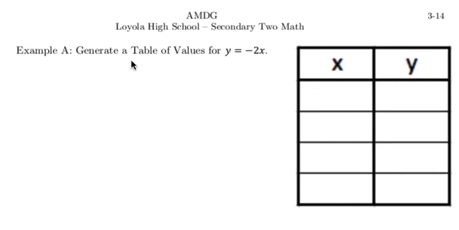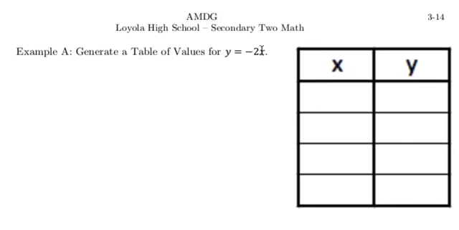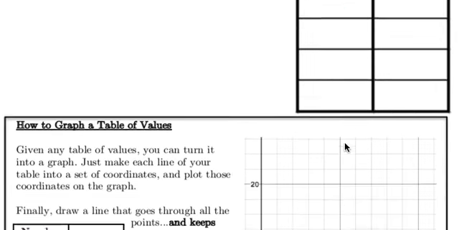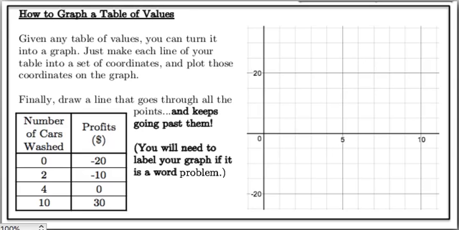So let's say you're comfortable making tables of values just like we saw before, by substituting a bunch of x values into your equation and calculating the y's to go with them. And now you've got a nice table of values like we see here, and you're trying to turn it into a graph. So really this is pretty easy. Here's what we have to do.